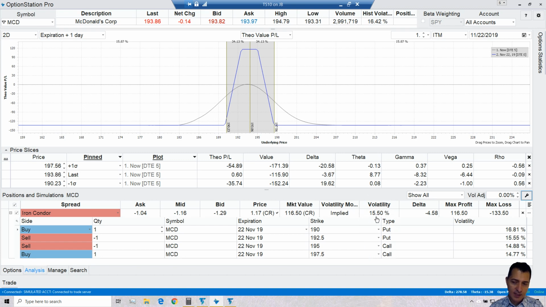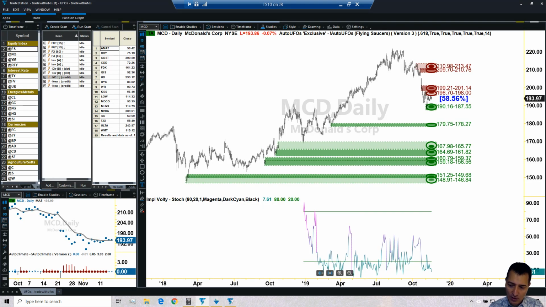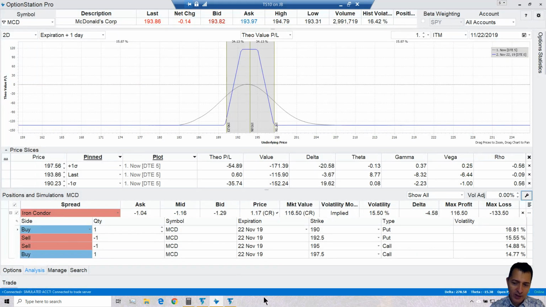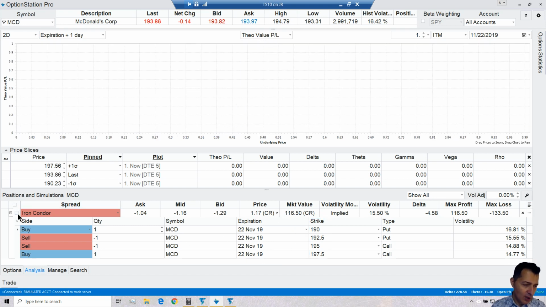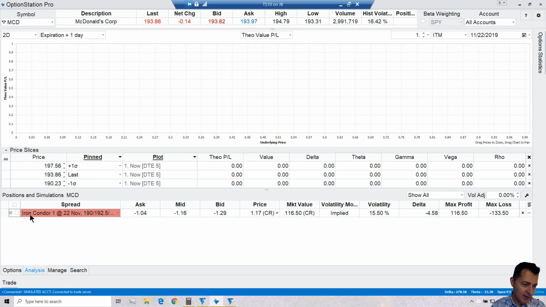Even though, let me go back to the chart, the overall volatility for options on McDonald's is 7.61, when you selected that particular iron condor with that particular expiration date, with those particular strikes, you got 15.5. So how is that calculated and why is that different? Okay, so let me uncheck the iron condor. Let me minimize it there. So we'll keep it there, but for now it's not doing anything. I'll come back to this.